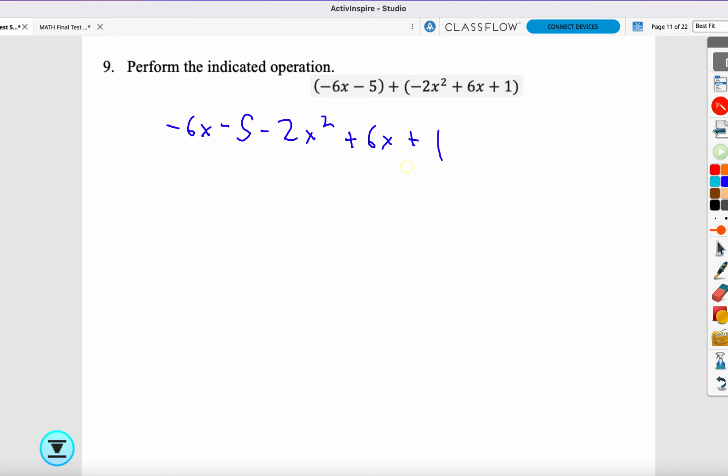Now look at what we can combine. We can combine this negative 6x with this positive 6x. We can combine the negative 5 with the plus 1. 2x squared stays by itself. We want to write the highest exponent first, so that goes first.